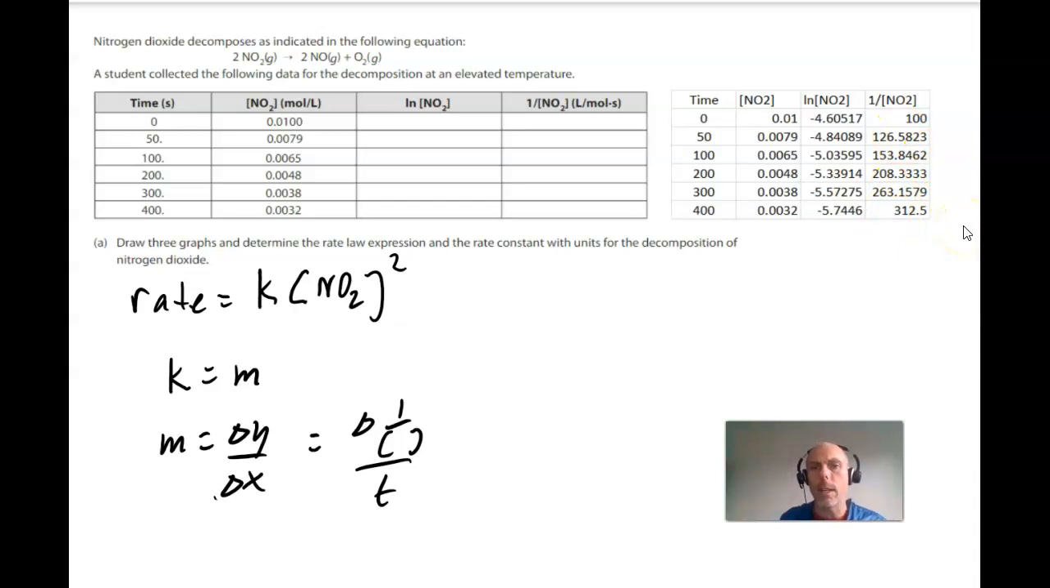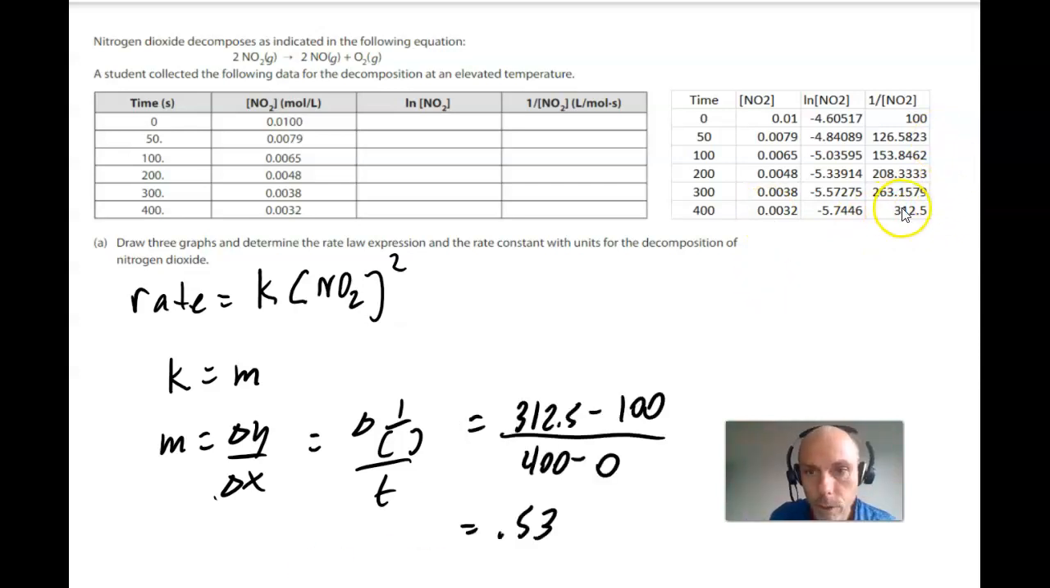The further away, though, that data points are, the more valid the slope. And of course, if we used Excel, which I did, to graph the data and get the curve fit, I could get the slope from there, but that's not something you'd be able to do on the AP test. So I'm going to use the times of 0 and 400, the corresponding y values of 312.5 and 100 to find my slope.